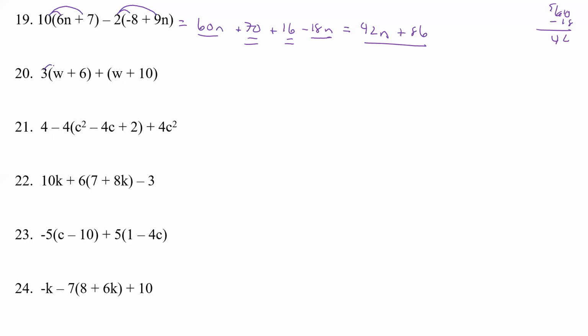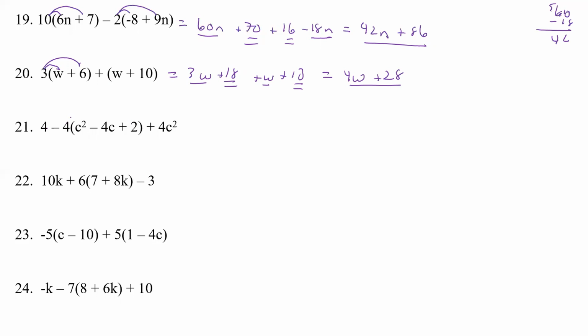All right, more distribution. Aha, this one doesn't have it. It's 1 times that, so really all we have to do is drop parentheses. So 3w plus 18 plus w plus 10. Well, our w's are common, numbers are common. 3 and 1 is 4w. 10 and 18 is 28. Okay.